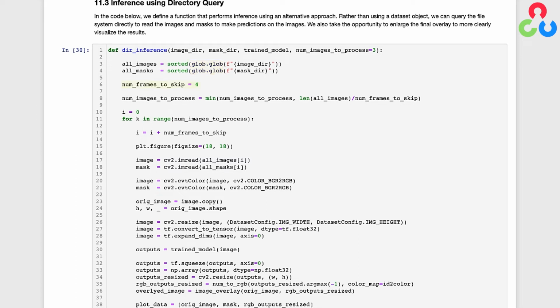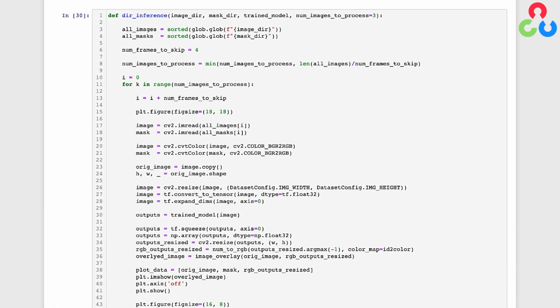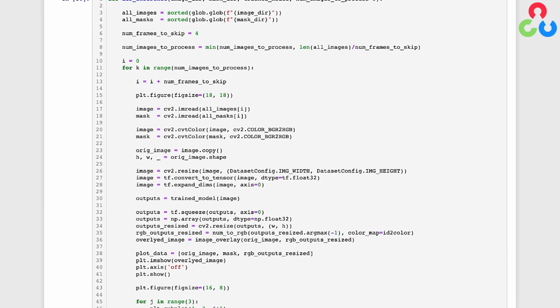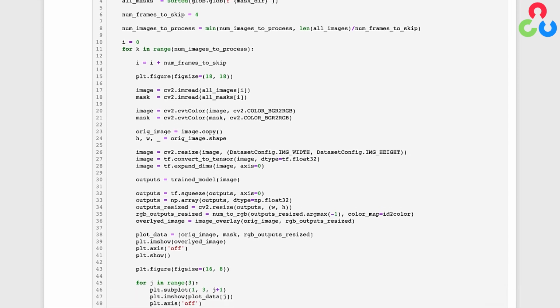Notice that we've added a variable here called num frames to skip, and the reason for that is since these images are taken from a video sequence, there's a lot of repetition, and therefore to provide a little more variety in the output, we're only going to process every 4th image. So we're not going to go through all this code in a lot of detail, but one thing we did want to point out is that you can pass the input image directly to the trained model, and this will return the predicted segmentation map. And then the rest of this code is just using some of the existing convenience functions that we've already developed and talked about to display the results in the notebook.